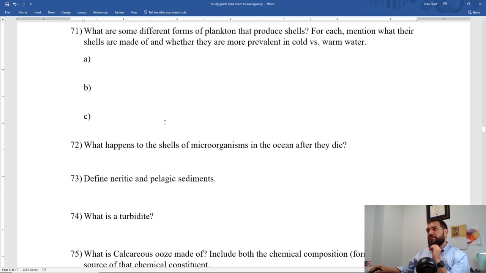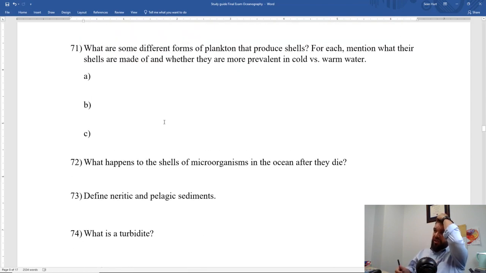Now, what are some different forms of plankton that produce shells? Talk about some different kinds. There's coccolithophores.